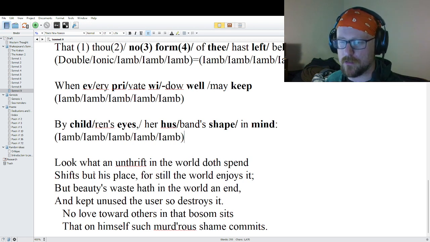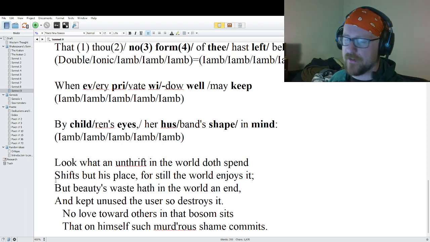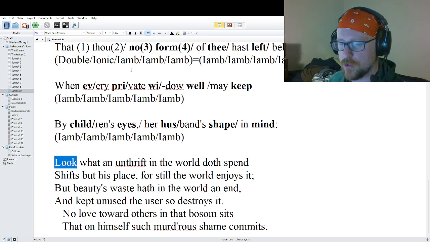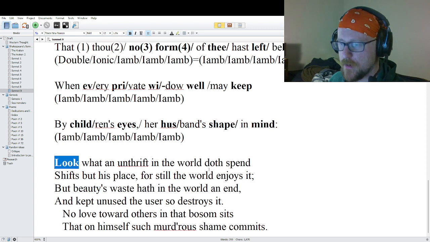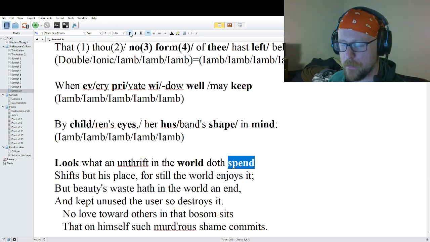Next line: "Look what an unthrift in the world doth spend." This line's a little bit trickier, guys, but still, let's follow it. Step one, we're going to highlight all the important monosyllable words. So we have "look," which is a verb. We have "world," which is a noun. We have "spend," which is a verb. Cool.